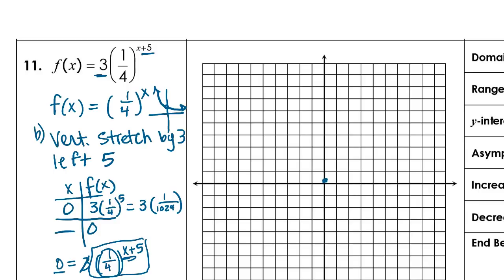All right, so based on what we see here, we know we've got to cross at 0 and 3 over 1024. We have a decay, and we're stretched out by 3. So, my goodness, I'm going to start way over here since it's a stretch. It's going to go through there, and it's just going to run as close to the x-axis as possible.